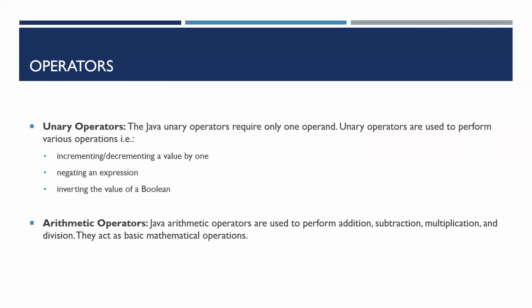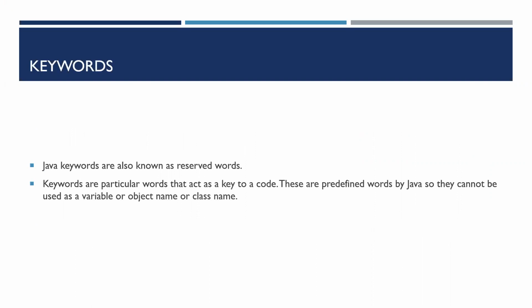So yesterday we covered the unary operators, arithmetic operators, logical operators, ternary operators. So today we're going to discuss keywords. What are keywords and what is their usage within the Java language itself?